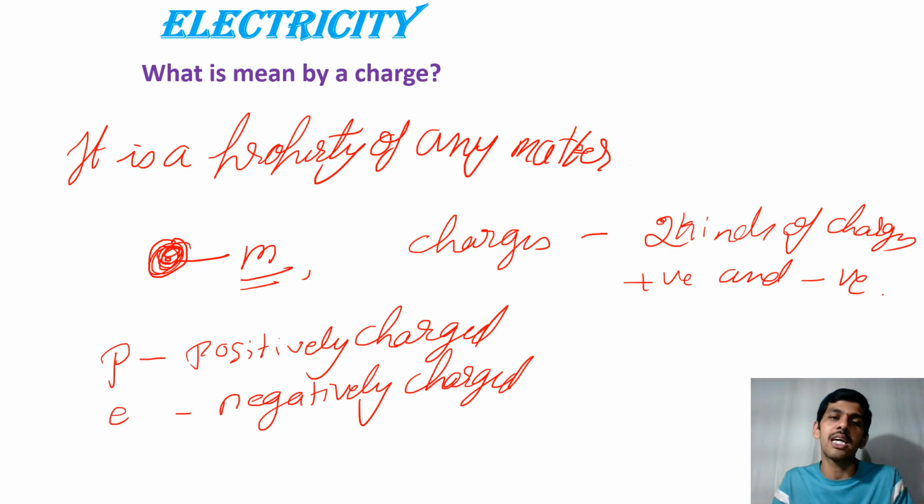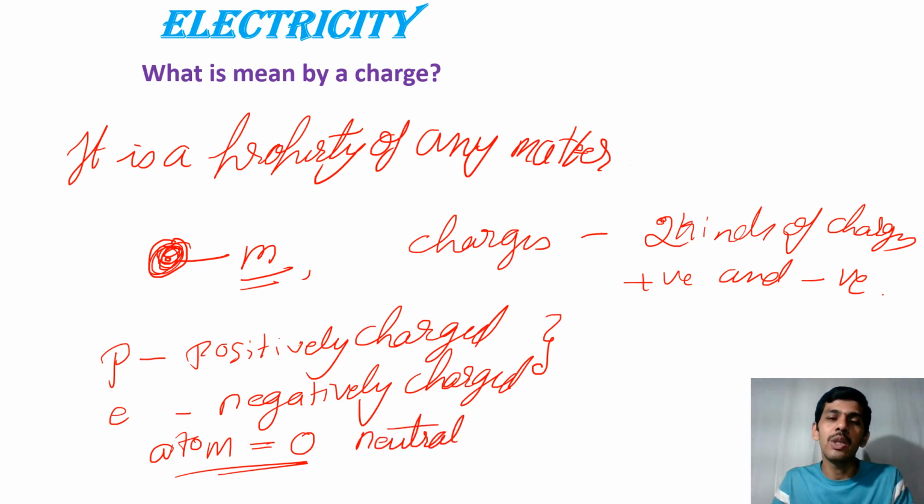So protons are positively charged and electrons are negatively charged. In any atom, the number of protons and the number of electrons are always the same. So what happens to the net charge of an atom? The net charge of an atom is always equal to 0. So we say that an atom is electrically neutral.